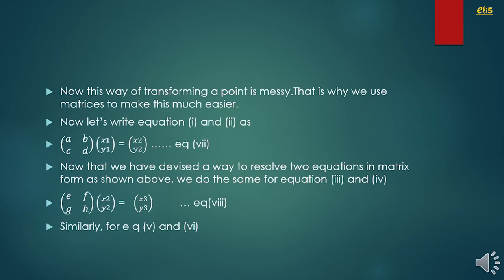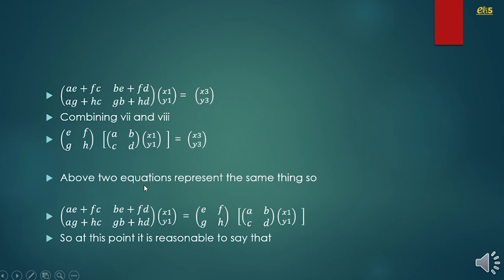So now let's combine equation 7 and equation 8. How do we do that? We just substitute the value of the matrix x2, y2 in equation 8. That is, we just put ABCD times x1, y1 in equation 8. And by combination it becomes EFGH ABCD times x1, y1 equals x3, y3.